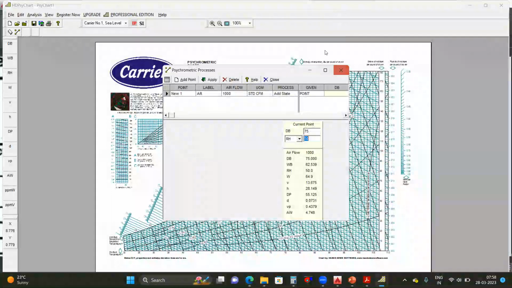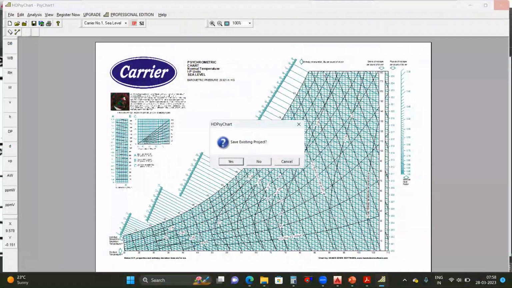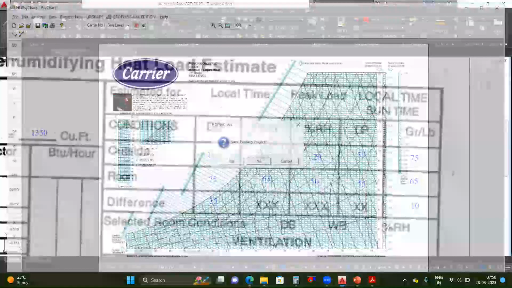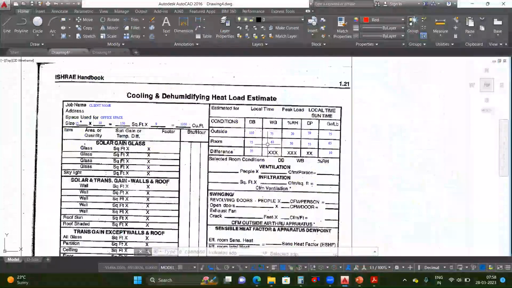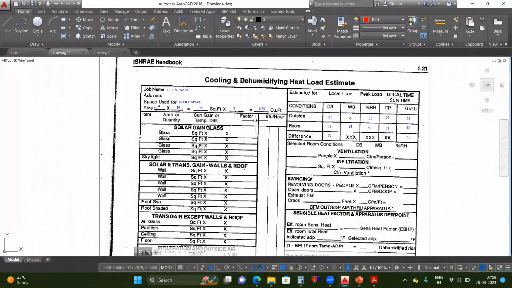If you don't want to do this manual calculation, you can simply use this software. So there is a difference also we got here. Next we'll go for the calculation of solar gain through glass.